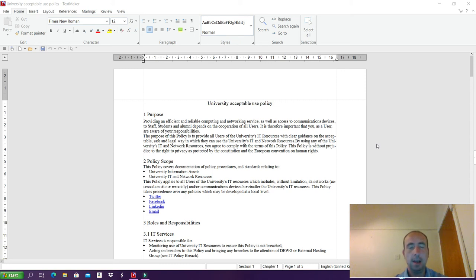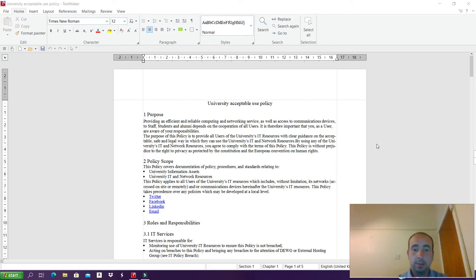Discussing the acceptable use policy for a university. One, purpose: providing an efficient and reliable computing and networking service, as well as access to communications devices, to staff, students, and alumni depends on the cooperation of all users. It is therefore important that you, as a user, are aware of your responsibilities.